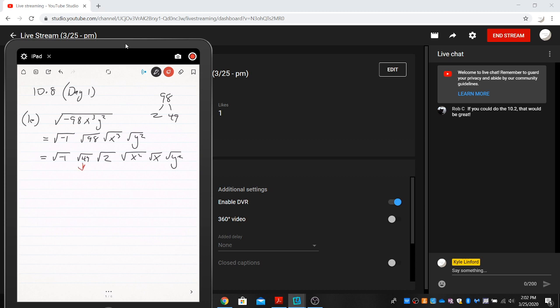So for 49, we know the square root of that is a 7. Square root of 2 doesn't simplify, but we know that the square root of x squared is an x. The square root of x is just root x, doesn't simplify. And we know that the square root of y squared is y. The only other component here is what is the square root of negative 1? Well, we're going to label that as i. Anytime you see that you need to evaluate the square root of negative 1, substitute i in for it, because we know that i squared is equal to negative 1. That's going to be the key definition that we saw for these types of problems.